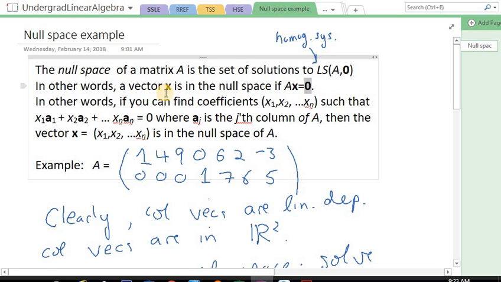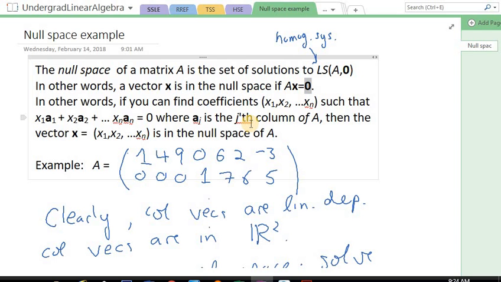All right. In other words, if you can find coefficients x1 through xn such that a1x1 plus a2x2 plus ... plus anxn equals 0, where aj is the jth column of A, then the vector x equals x1 through xn is in the null space of A. I can see where this is kind of confusing because you're making a vector out of the coefficients, right? But you can still consider it a vector.